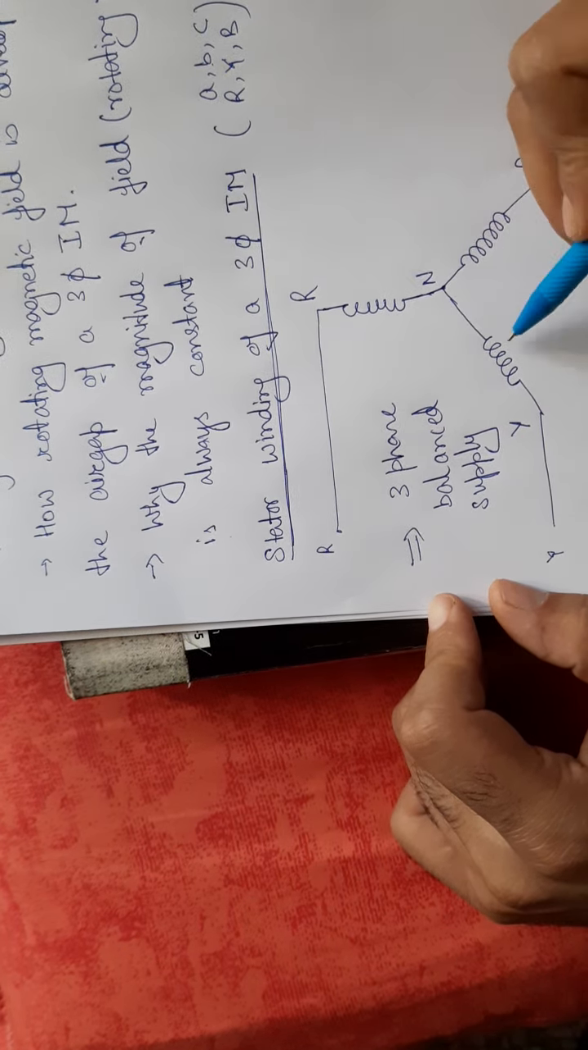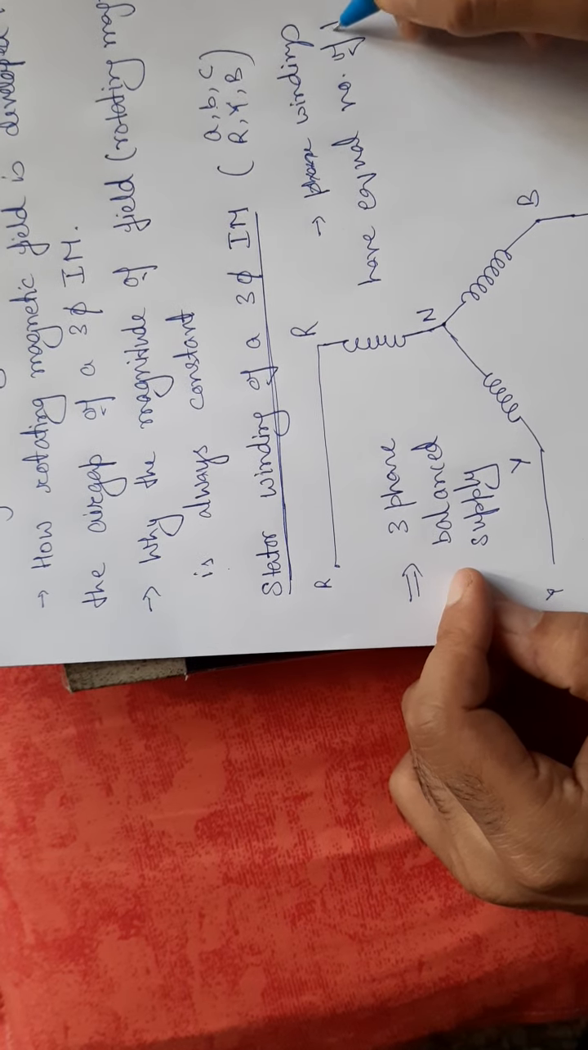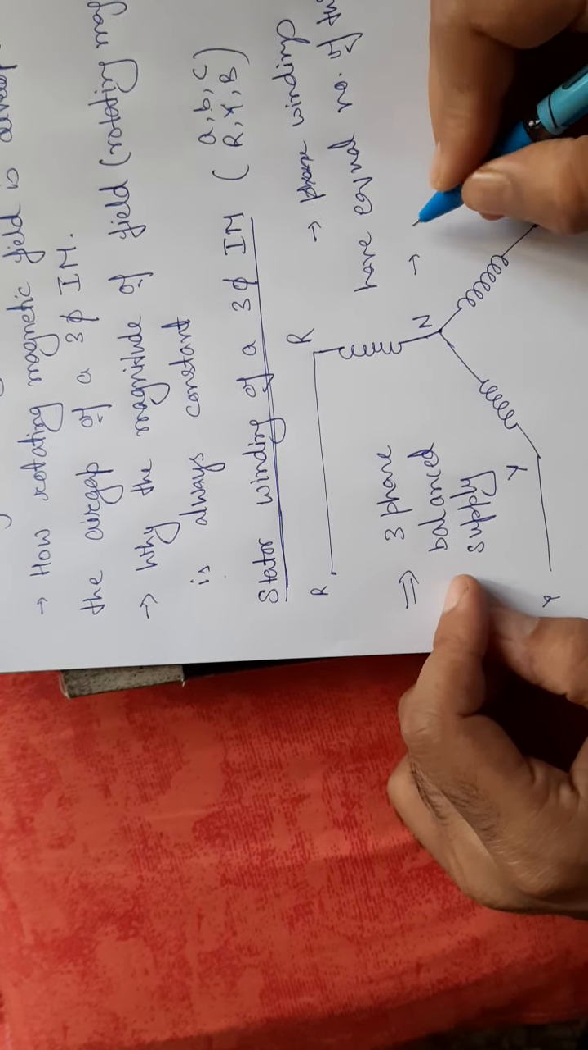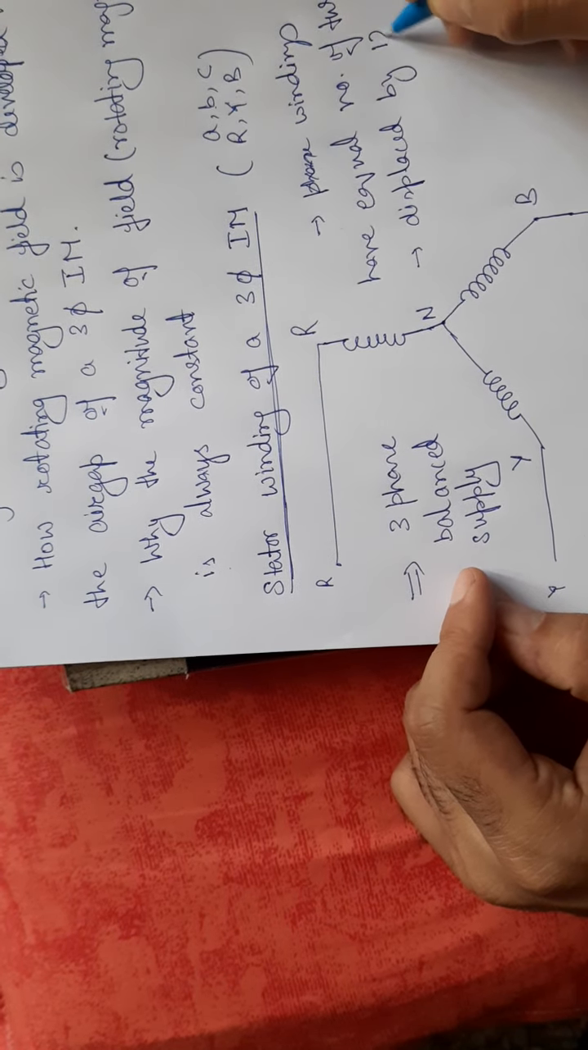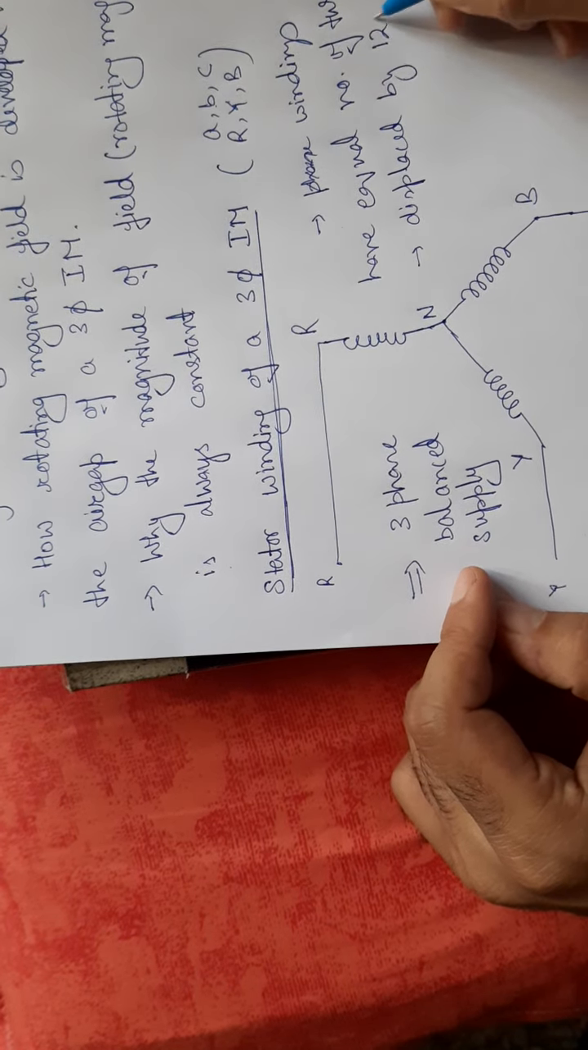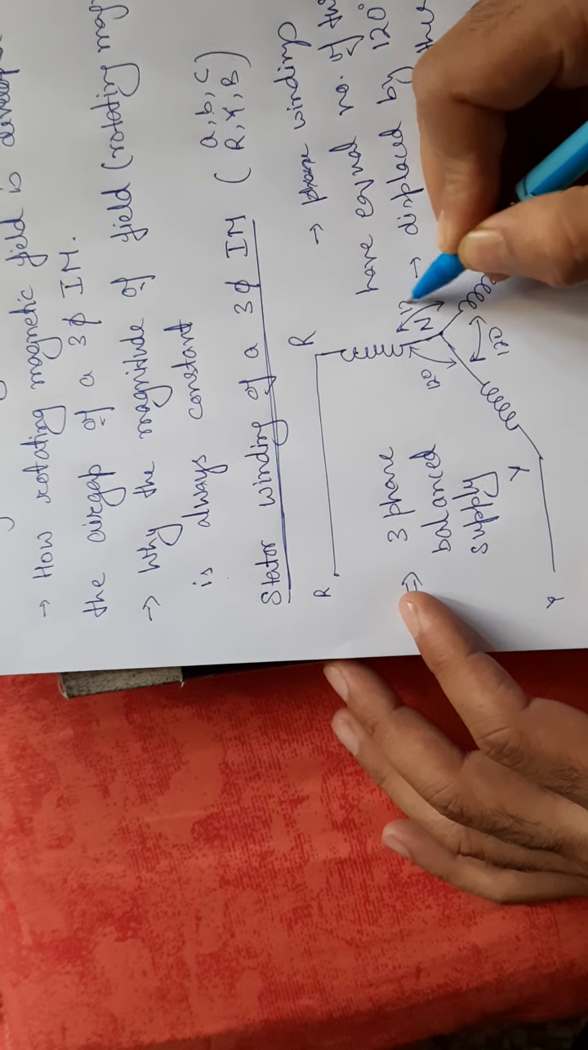Balanced three-phase winding means windings have equal number of turns, and these windings are displaced by 120 degree from each other. So the phases R, Y, and B have equal number of turns, and these phases are 120 degree apart from each other. This is 120 degree, this is 120 degree, and this is also 120 degree.